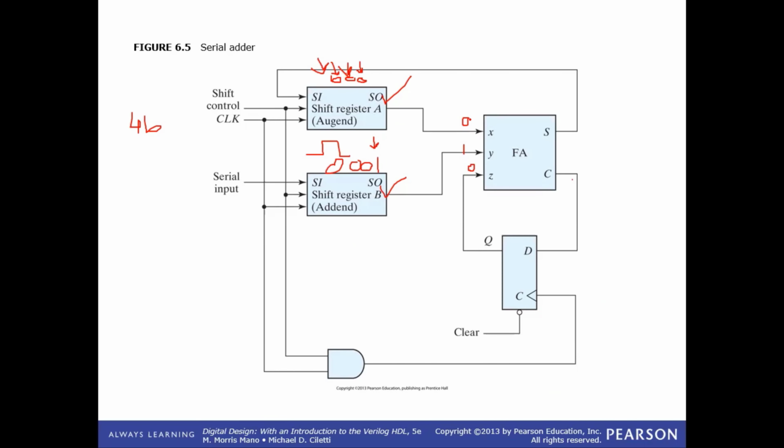So for the first positive edge, X is going to be 0, Y is going to be 1. For the second positive edge, X is going to be 0, Y is going to be 0. For the third one, 0, and again 0. And for the fourth one, we'll have a 1 over here and a 0 over here. So turn by turn, at each positive edge of the clock, X and Y are going to be updated according to the shift register A and B contents. Is this clear?